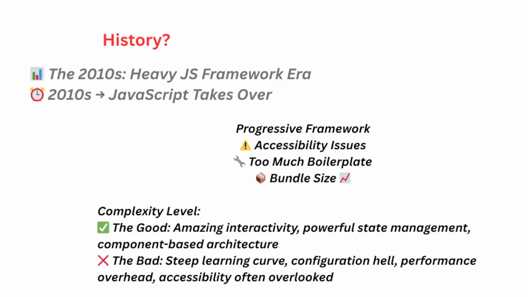So a little bit of history. In the 2010s we had the heavy JavaScript framework era. The JavaScript takes over. We have progressive frameworks. It gives accessibility issues, too much boilerplate, the bundle size goes up. Complexity level. The good: amazing interactivity, powerful state management, and component-based architecture. The bad: it has a steep learning curve, configuration hell and performance overhead, and accessibility is often overlooked.